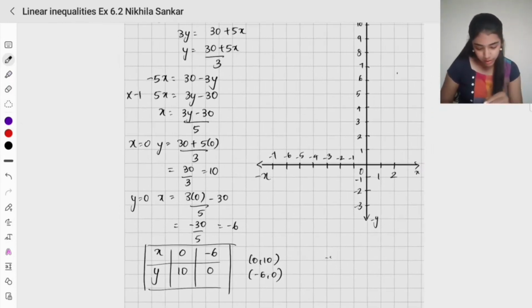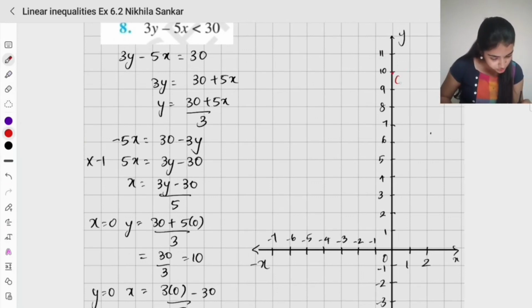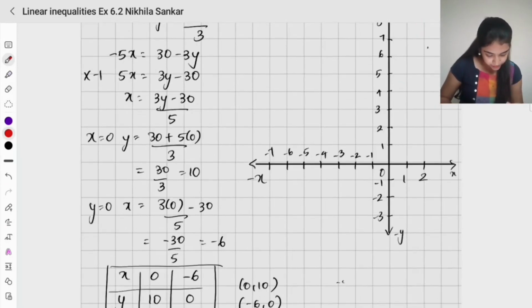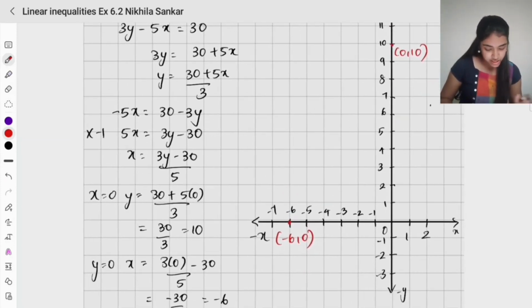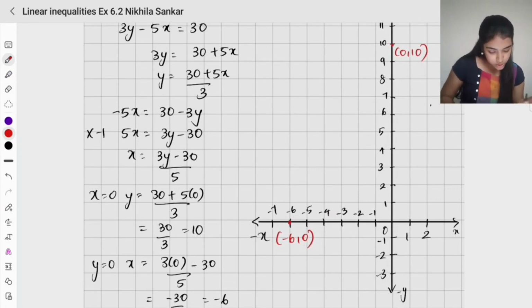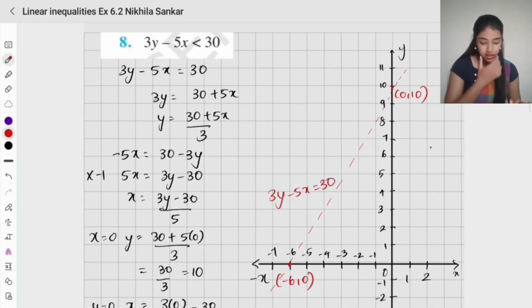இப்போ இந்த graphல போடலாமா? So 0, 10. Where is 0, 10? This is 0, 10 and minus 6, 0. So this is minus 6, 0. We are dealing with strict inequality. Appo straight line varaiyakoodadhu. You have to draw a dotted line. So dotted line will look like this. So this is my equation 3y minus 5x equal to 30. Okay, less than 30 கிடையாது.